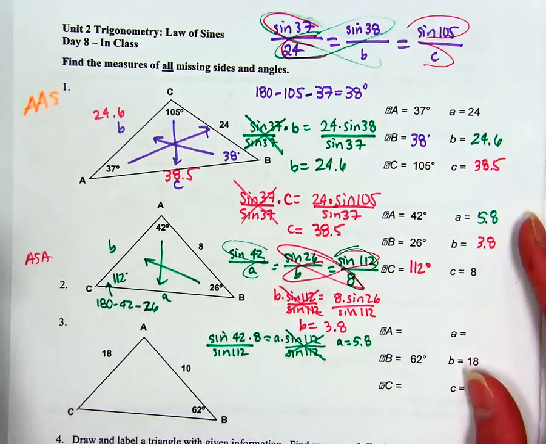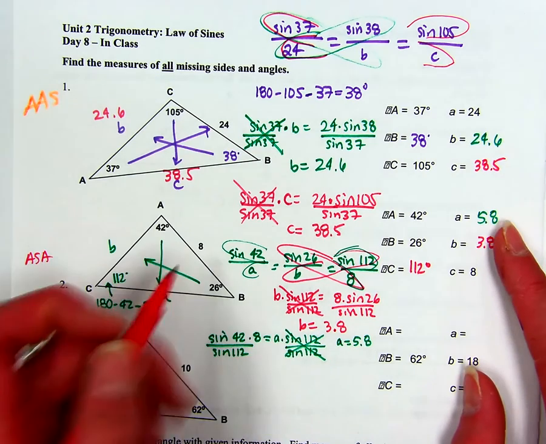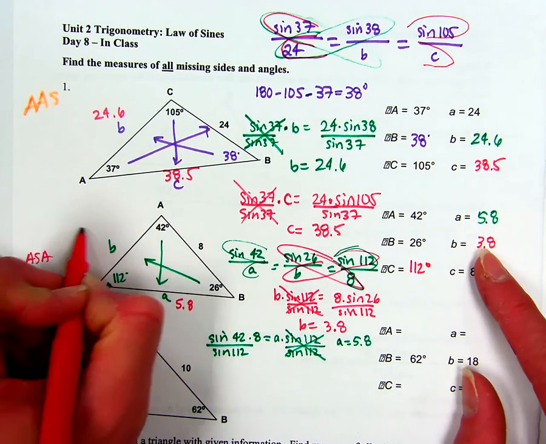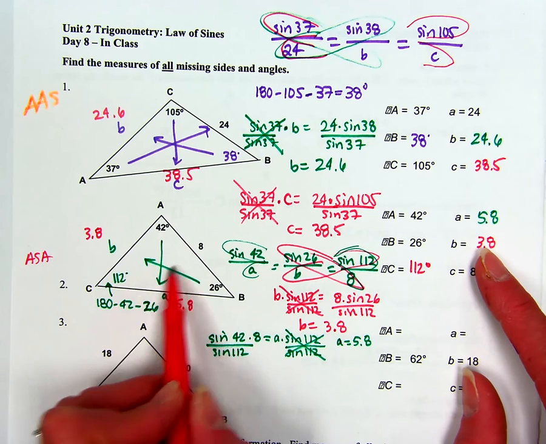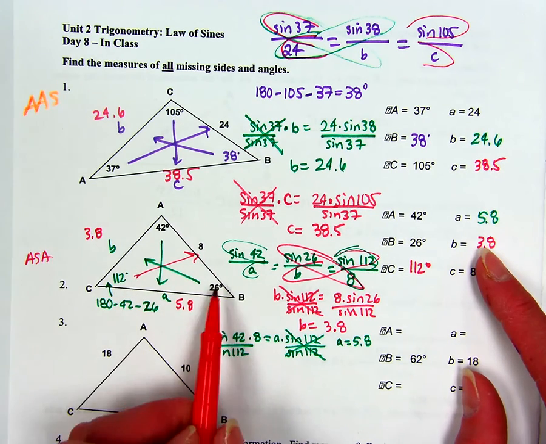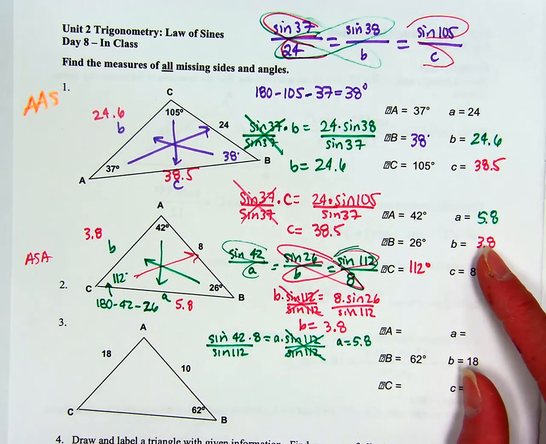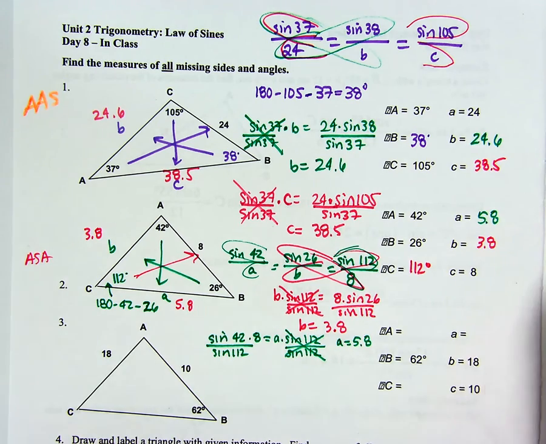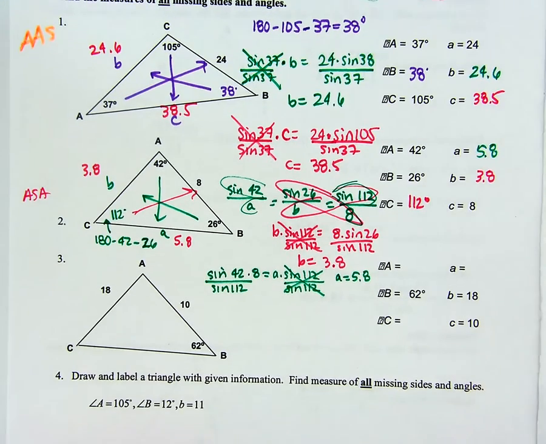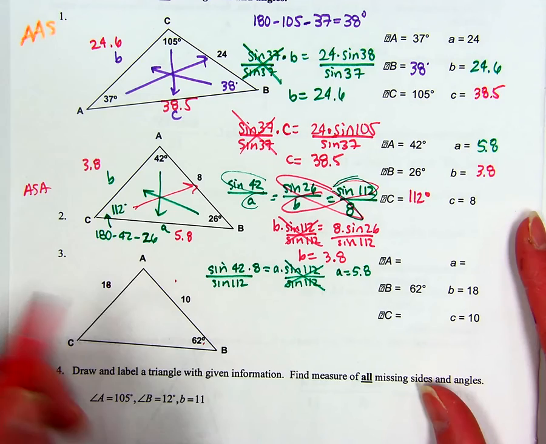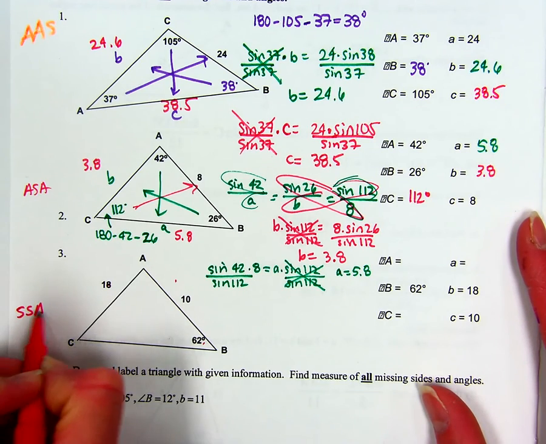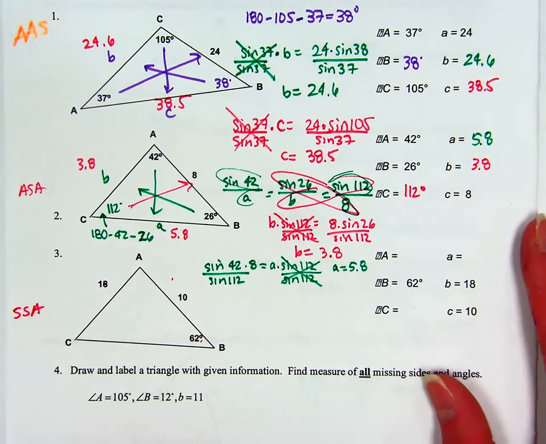All right, so if I label my diagram with all my measures that I found, just double check, is the largest angle across from the largest side? Yep. Is the smallest angle across from the smallest side? So that works out. So we probably did it right. All right, number 3, we've got two sides and an angle. Now the angle's not in between the two sides, so it's side-side-angle, not side-angle-side.